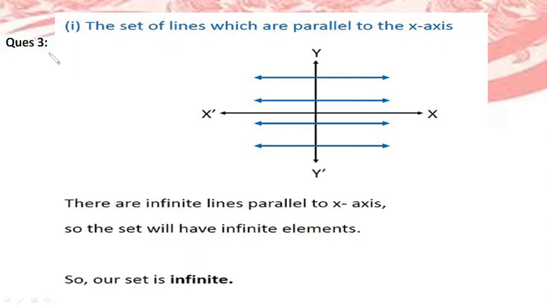Now let's take question number 3. The set of lines which are parallel to x-axis. So how many lines can we make parallel to x-axis? We can make infinite lines. It will not stop us. So there are infinite lines parallel to x-axis. It means this is also an infinite set.